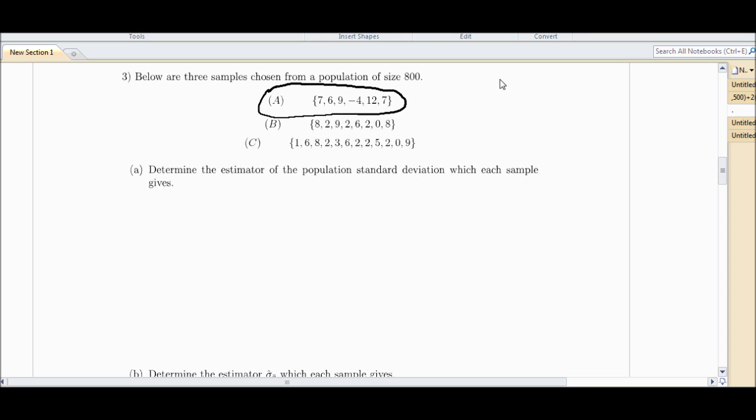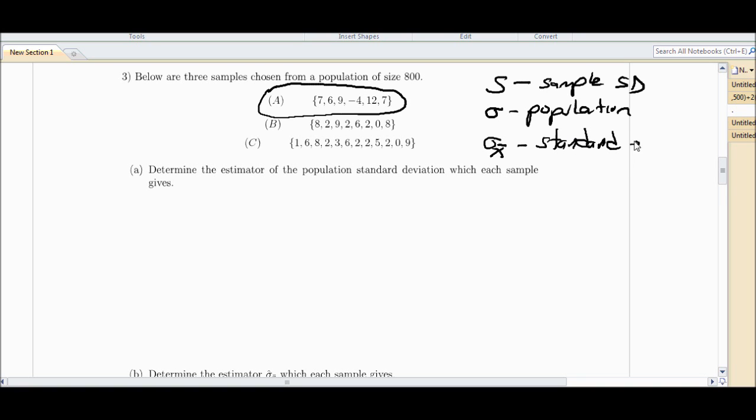Okay, so there's 3 different notations we need. This is our sample standard deviation. We have sigma, which is the population standard deviation. And then we have sigma x bar, which is the sampling distribution standard deviation. I'm just going to call it the standard error for now. So right now what we want is the estimator of the population standard deviation. What I'm trying to do is estimate this thing right here.